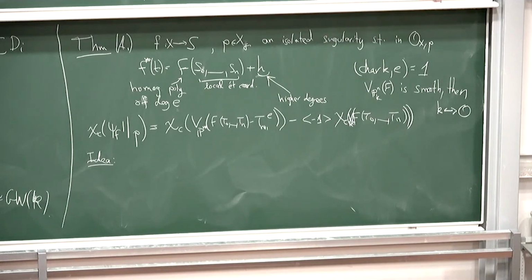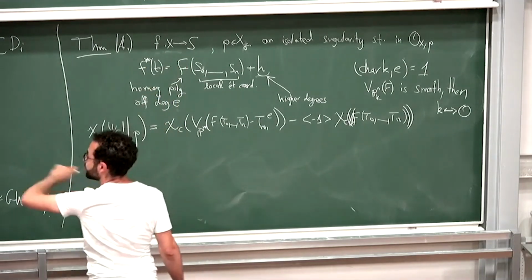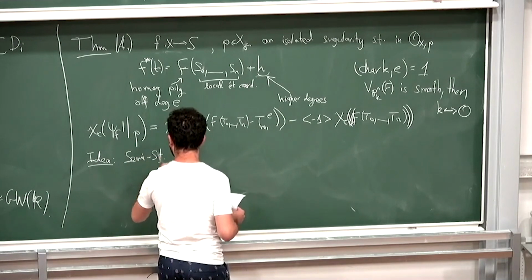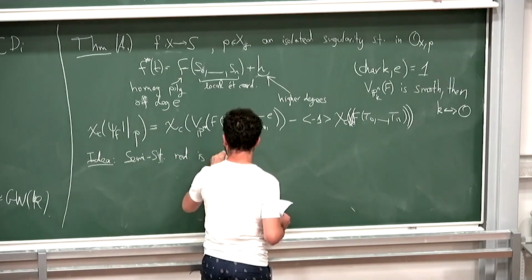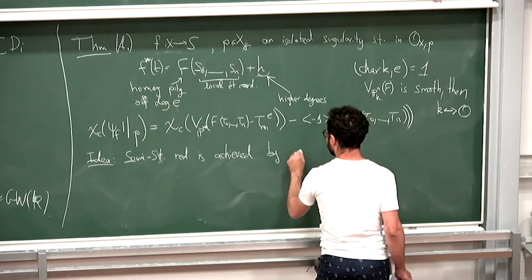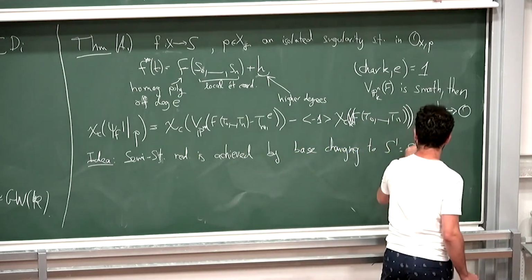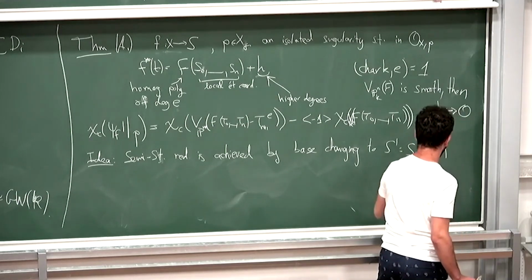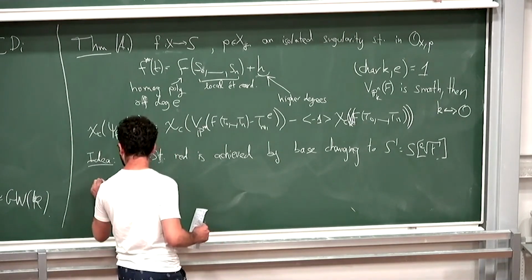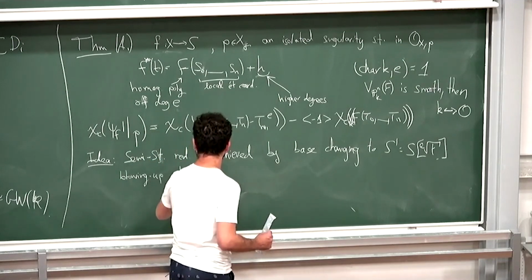So the idea of the proof is the following. We want to get a semi-stable reduction for this f and then use this key fact. Semi-stable reduction is achieved by base changing to S prime after adding an e-th root. Then blowing up at P and normalizing.